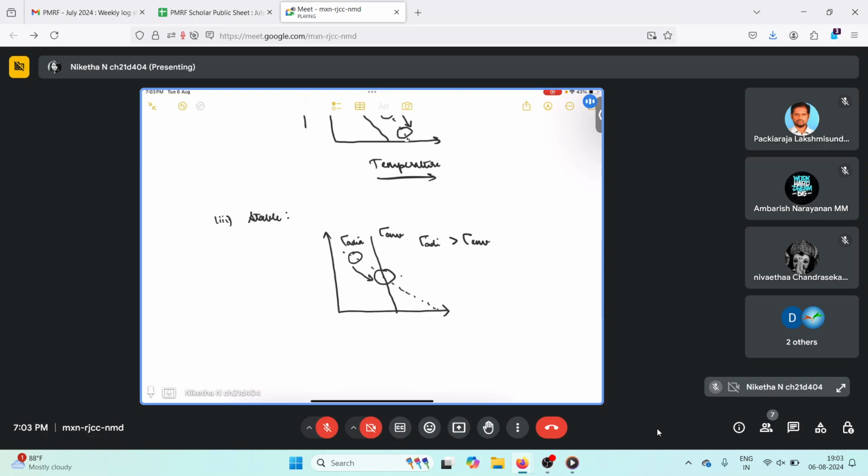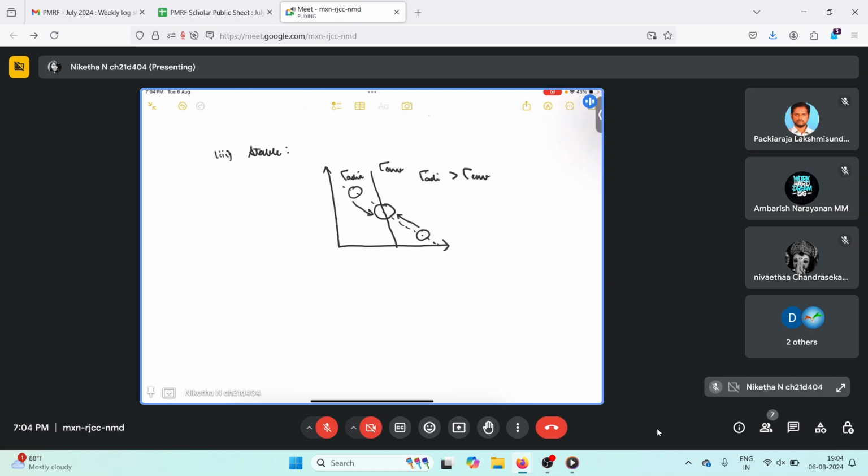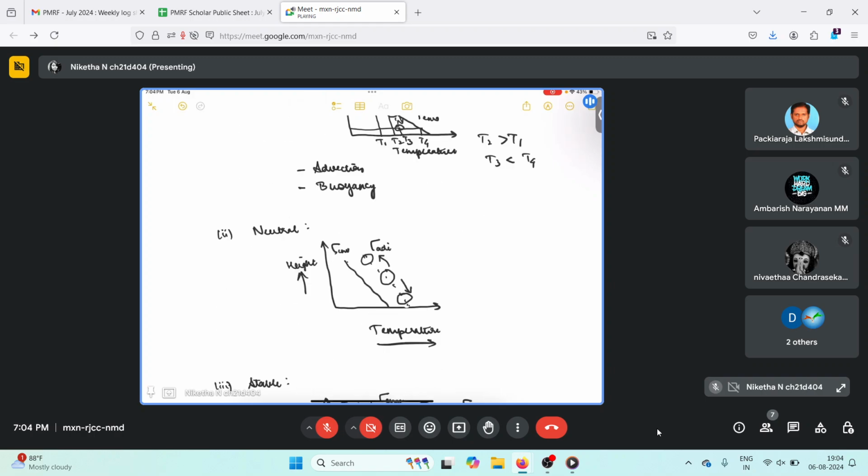Similarly, if the wind is trying to move it downwards and it comes to this point, at this point the temperature of the air parcel is going to be higher than the surrounding air. So its density is going to be lesser, and therefore it will move back upwards, and it will reach the original point. So this is your stable condition. So can you tell me which of these conditions is favorable for pollutant dispersion?